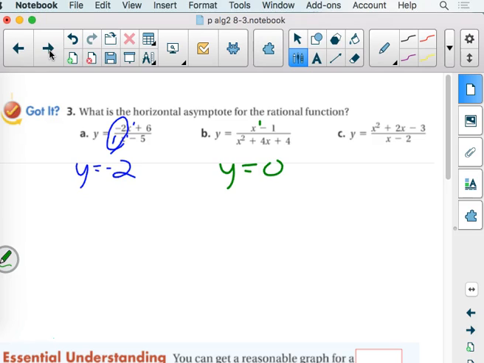Take a look at C. Again, there's our little 1 right there. The degree of the top is greater than the degree of the bottom. What do we put? None. We don't get 1. And don't ever just leave it blank, because leaving it blank says, I didn't know what to tell you. But putting none down tells me you knew exactly what you were doing. You're not going to get 1.